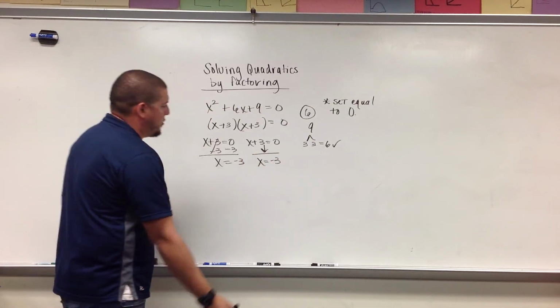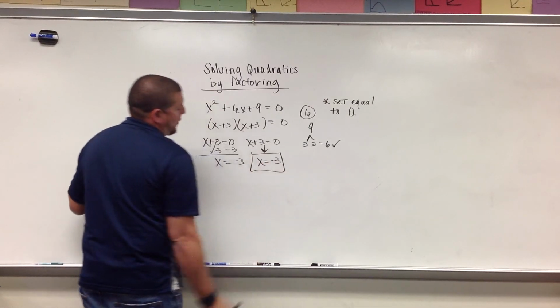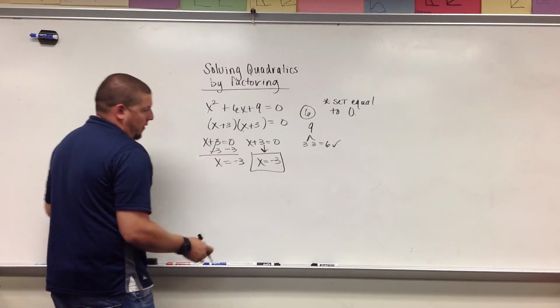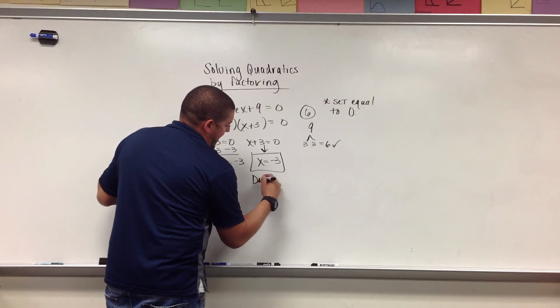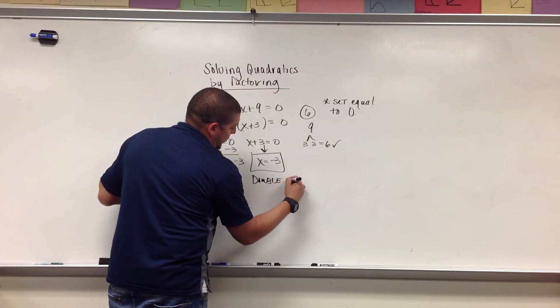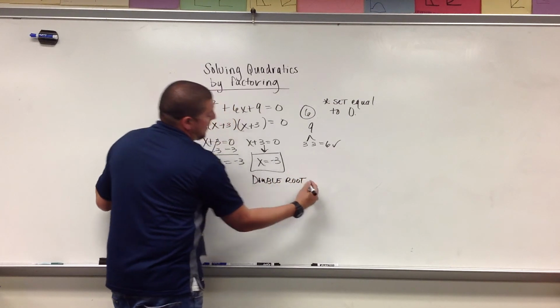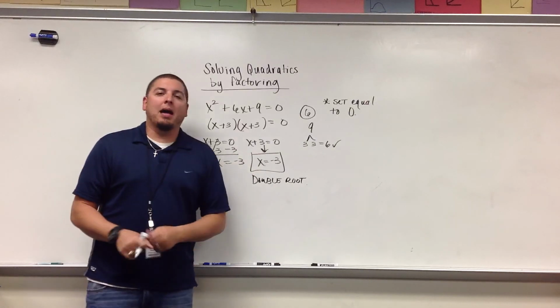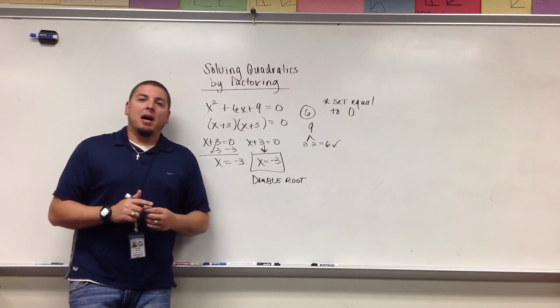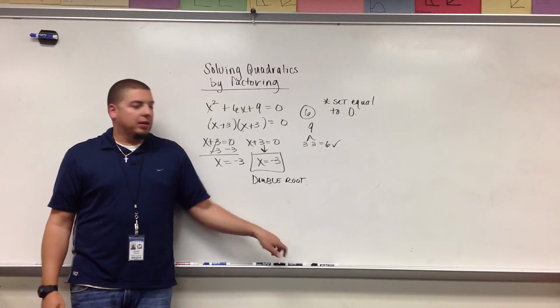So my only solution would be x is equal to negative 3. It doesn't matter which one you circle, but this is it. This is a double root, meaning that the one solution is in the same spot. There are not two significantly different answers, okay?